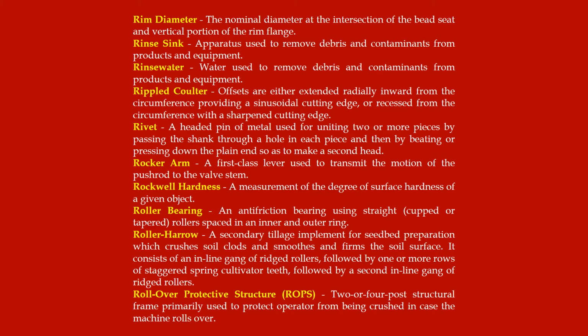Roller harrow: a secondary tillage implement for seedbed preparation which crushes soil clods and smooths and firms the soil surface. It consists of an inline gang of ridged rollers, followed by one or more rows of staggered spring cultivator teeth, followed by a second inline gang of ridged rollers. Rollover protective structure, ROPS: 2 or 4 post structural frame primarily used to protect operator from being crushed in case the machine rolls over.